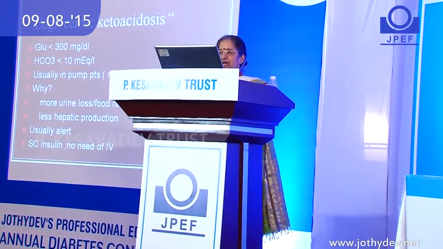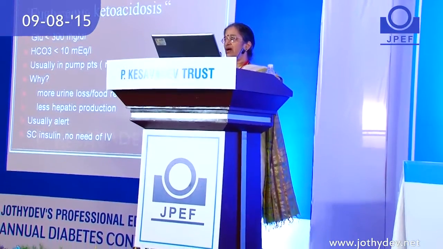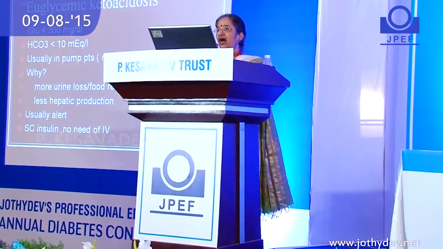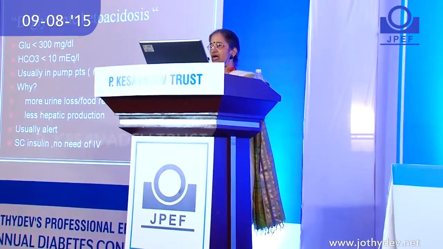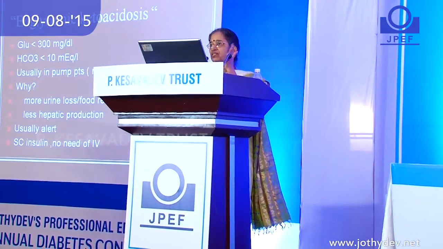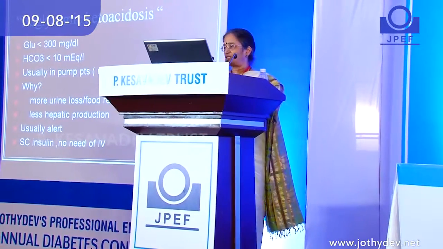These patients look like type 2. Their BMI is like type 2. Their reserve is good. They come with unprovoked ketosis. Unlike a type 2 which usually has a provoked ketosis, these patients come with unprovoked ketosis. So they are an in-between land between type 1 and type 2, and we have made this diagnosis in many of these patients.